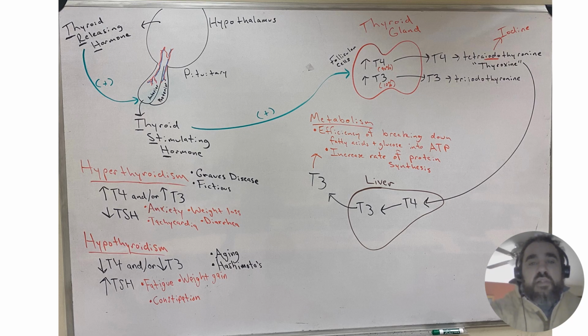So we know rising levels of T3 and T4 will have a negative feedback loop on TSH and TRH, which is not depicted here. So hyperthyroidism and hypothyroidism. So in hyperthyroidism, we see elevated levels of T4 and or T3, and because of negative feedback, we'll have decreased TSH. But we talked about this in class as well.